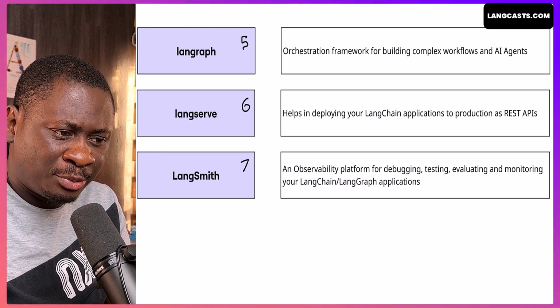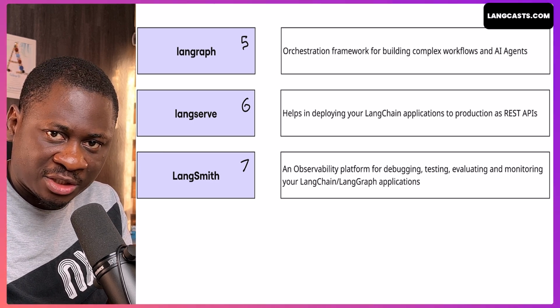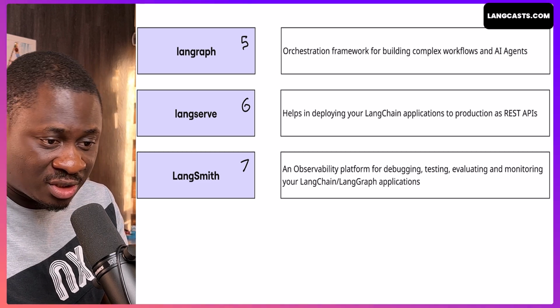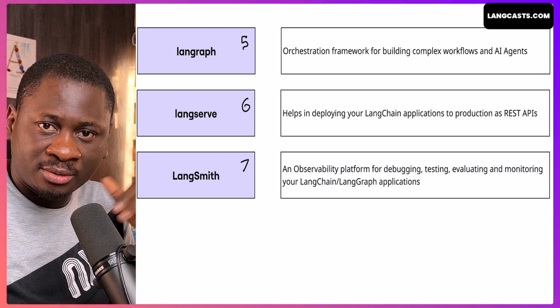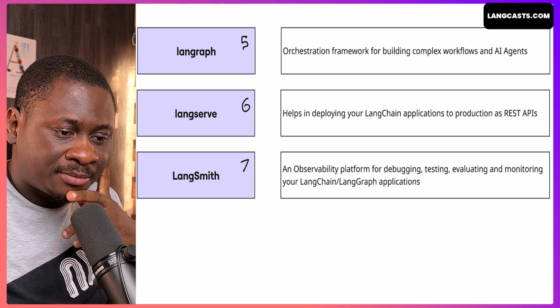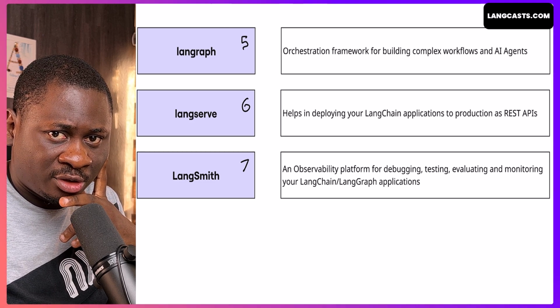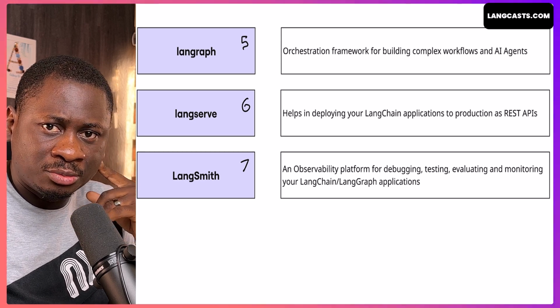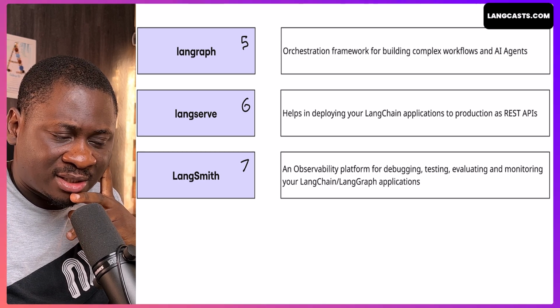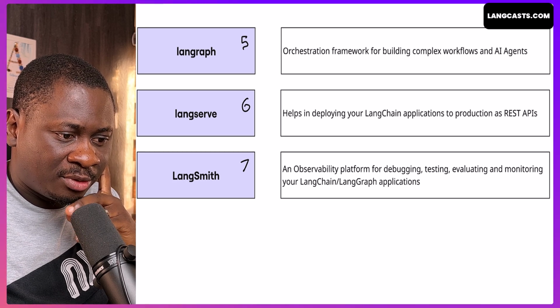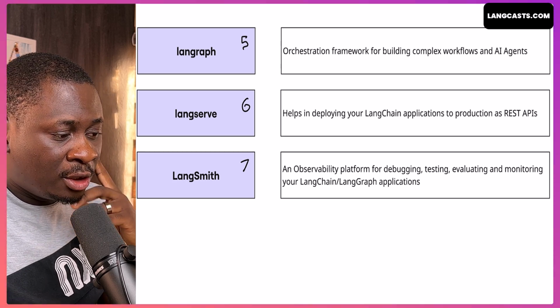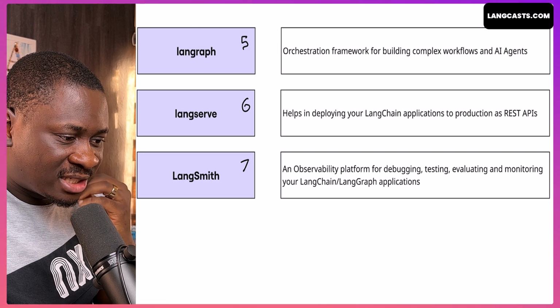LangServe would help you deploy simple LangChain applications, simple workflows, simple runnables, and stuff like that. But if you want to deploy more complex stuff, look at the LangGraph platform. It's currently in beta as at the time of recording this video, but I know very soon they will have it as a stable version, and it can be more production ready than it is right now. So yeah, like I said, finally we have LangSmith.